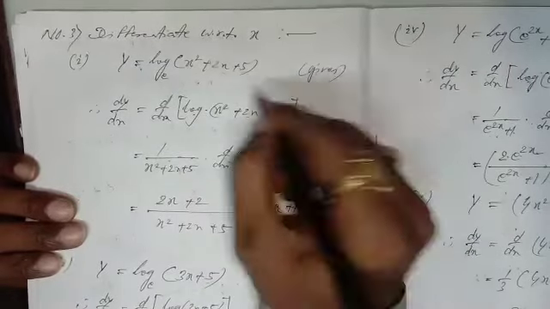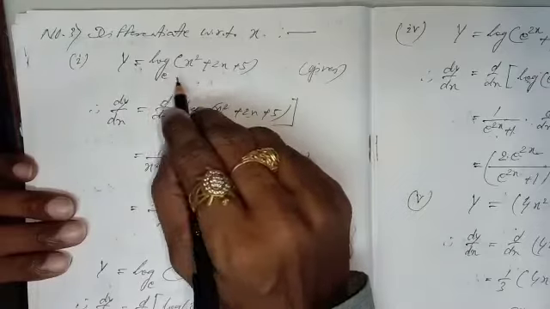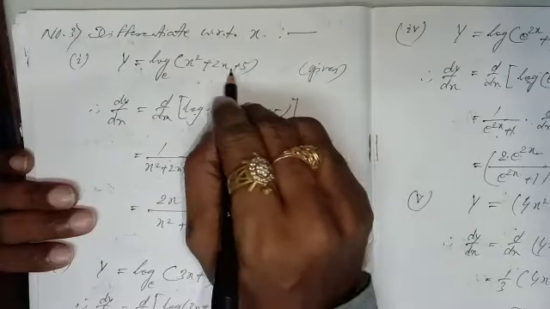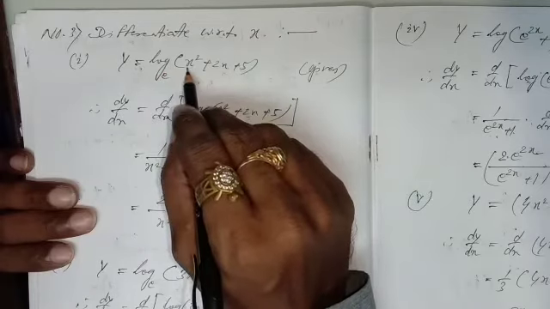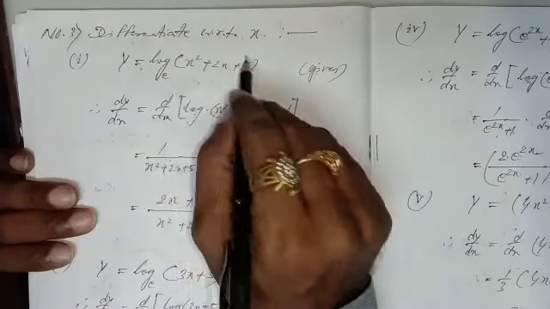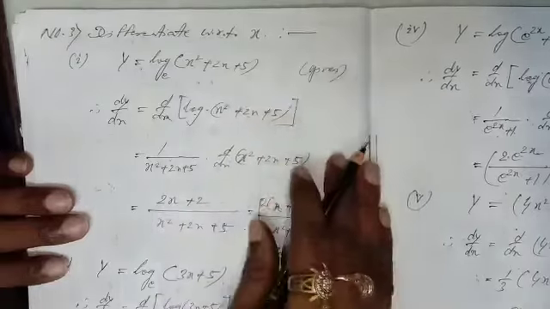It is a composite function, no doubt, because it is not given log x. Log of x square plus 2x plus 5 means you have to find out first of all the derivative of log x, after that the derivative of this bracket part. Just here I am solving.